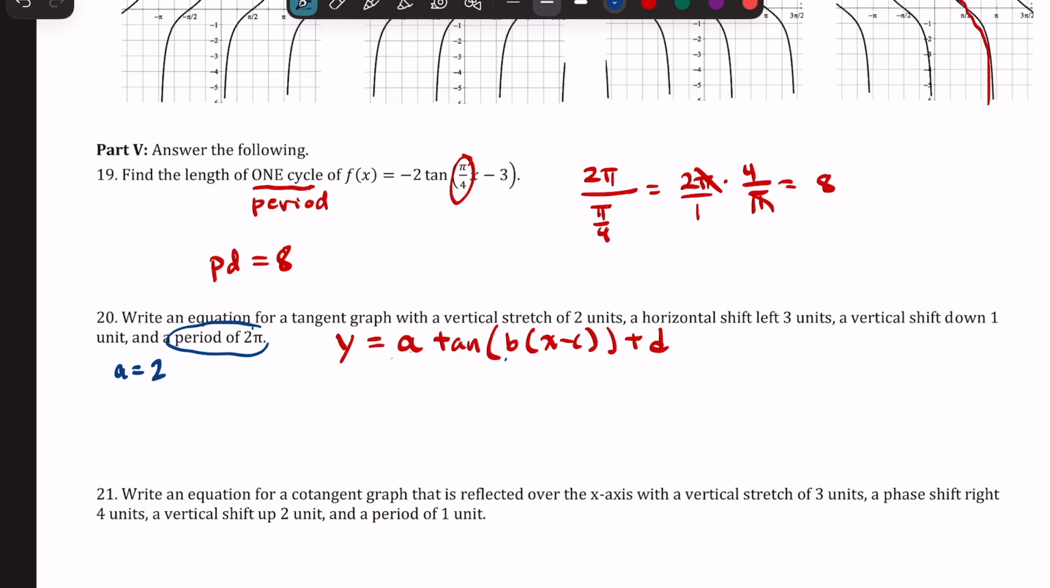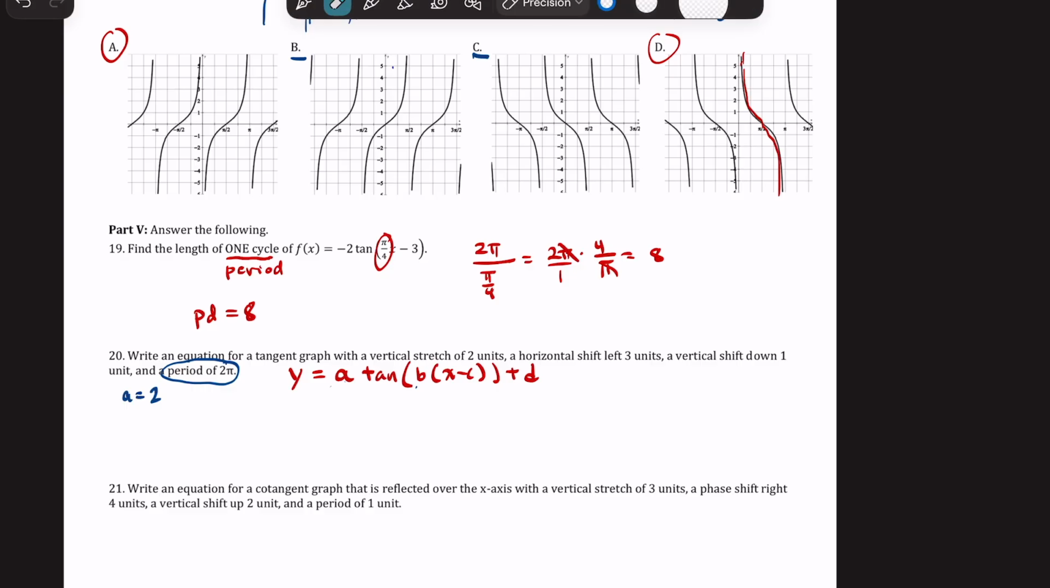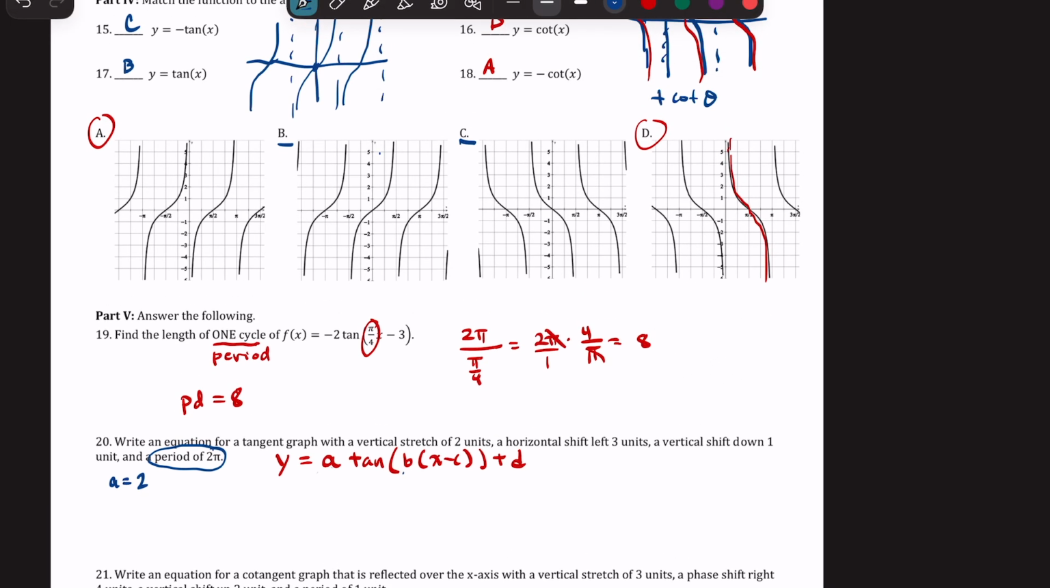B, the period of 2 pi. Okay. So actually, let's talk a little bit about that 2 pi. If I think of the normal period for a sine or cosine graph to be 2 pi, nope, we're talking about the wrong graph. If I look here at tangent or cotangent, notice it's going to repeat every pi. So your period for tangent is pi. So I have to remember that.